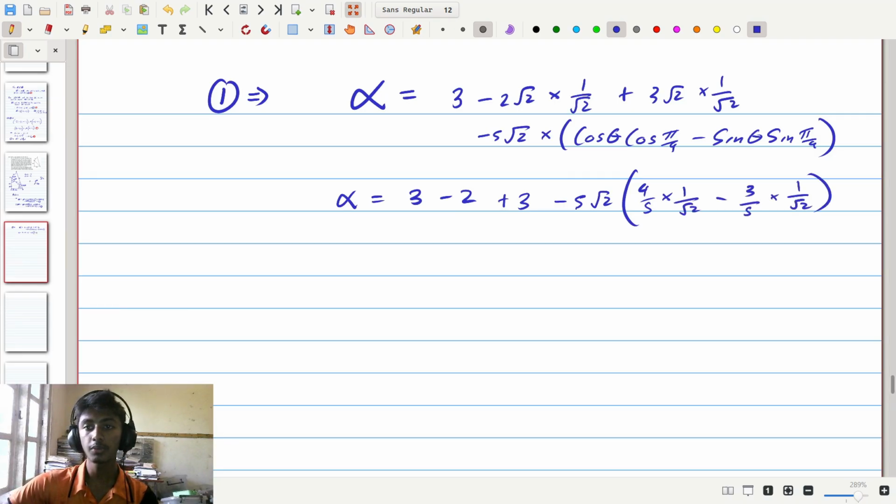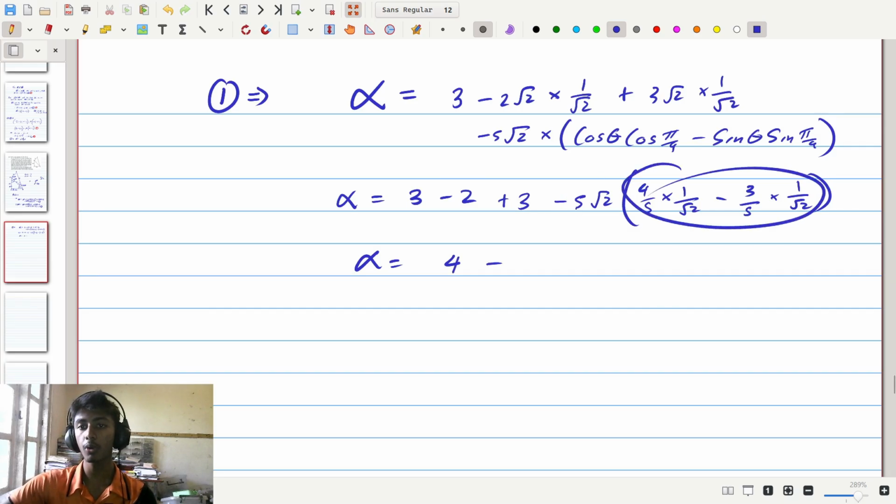Now simplifying down, we can see we get alpha equals 3 minus 2 is 1 plus 3 is 4 minus 5 root 2 times all of this. We have a divide by 5 here and here, so we can divide that by this, and we have root 2 times 4 over root 2 minus 3 over root 2. Cancelling out the 1 over root 2's, we are going to be left with 4 minus 3, which is going to be 1, so we have minus 1. So therefore what we have here is 4 minus 1, which is 3, and therefore alpha is equal to 3.